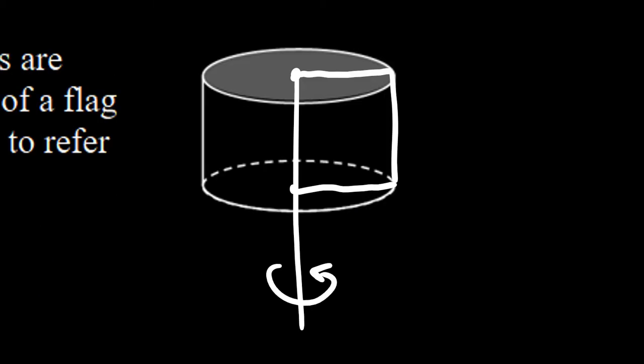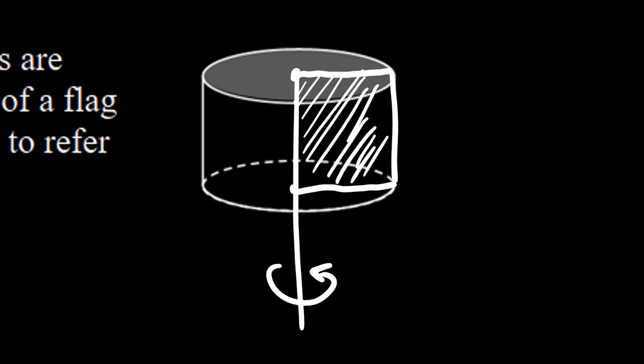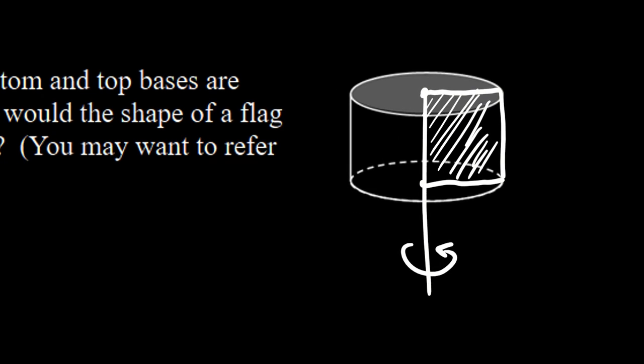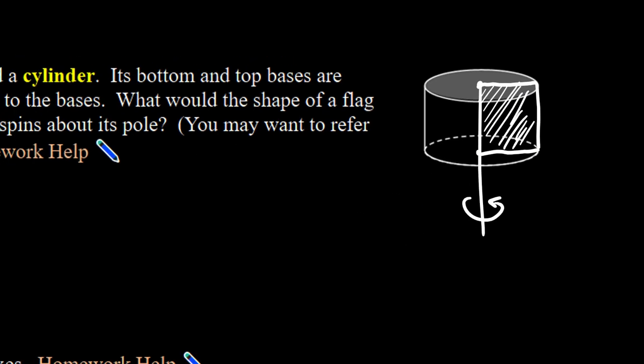So instead, I just decided to draw this flag inside of the diagram that was in our book. So this shape right here, if this was our flag, if I spin this around, I'm going to get this shape that looks like a cylinder. It's got circles that are the same on the top and bottom, and the sides are perpendicular to those bases.